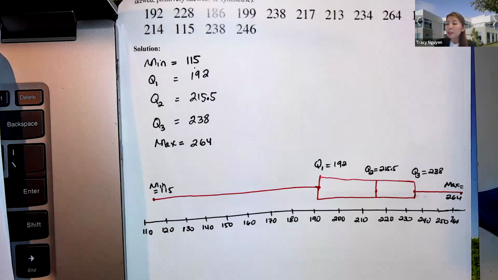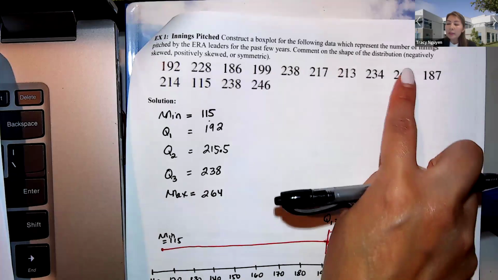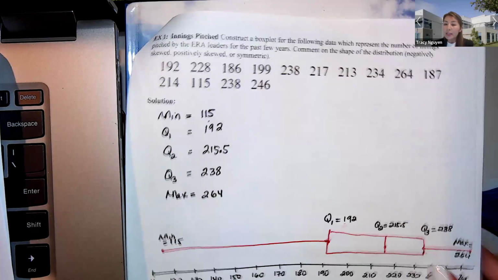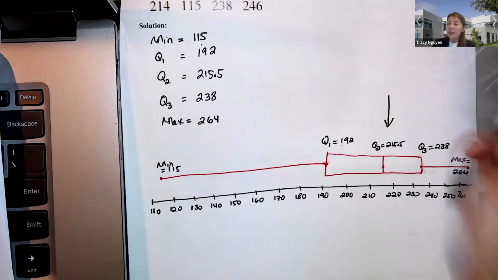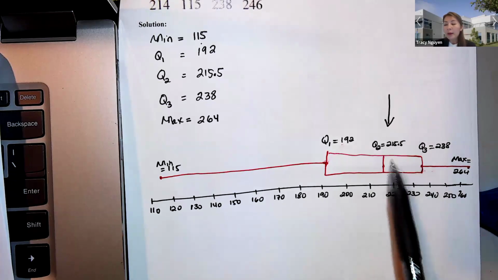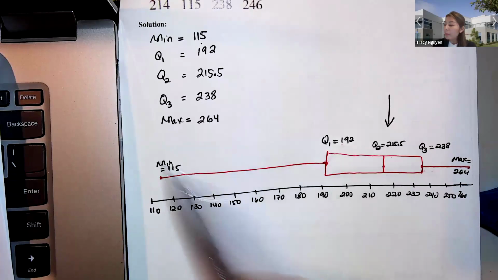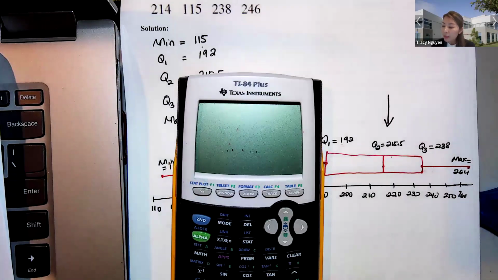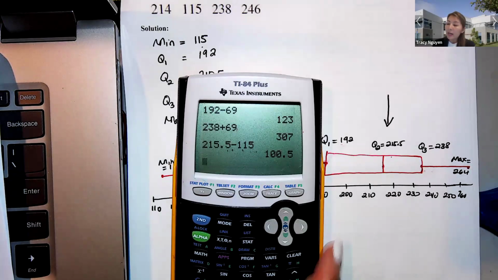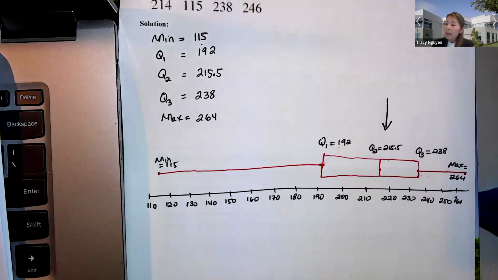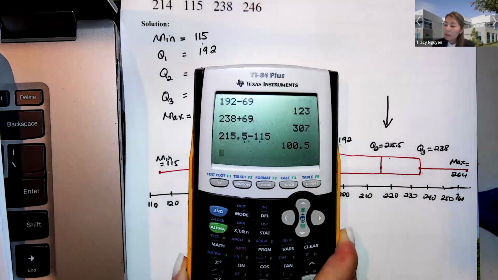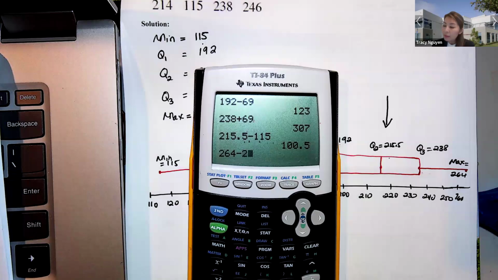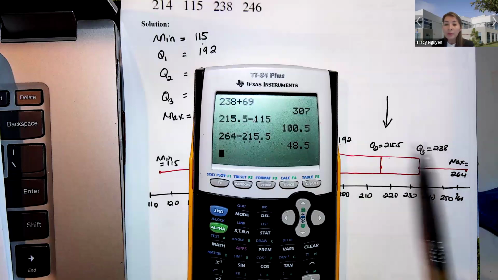Now, comment on the distribution, whether it's negatively skewed, positively skewed, or symmetric. The easiest way is you look at your median. You look from the median here. Then you compare the distance. You take the value of the median minus the value of the minimum. So here we have the median of 215.5 minus 115, which this distance here is 100.5, versus the maximum value of 264, you're going to minus 215.5. You always take the larger number and subtract the smaller number. Minus 215.5, and here we only have a distance of 48.5.